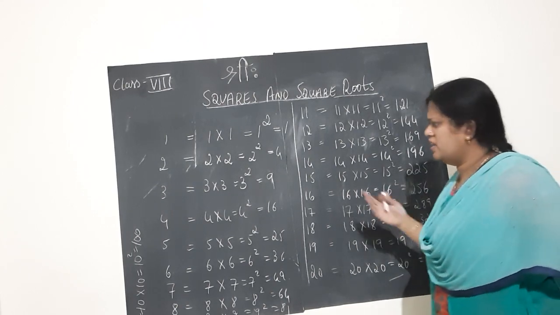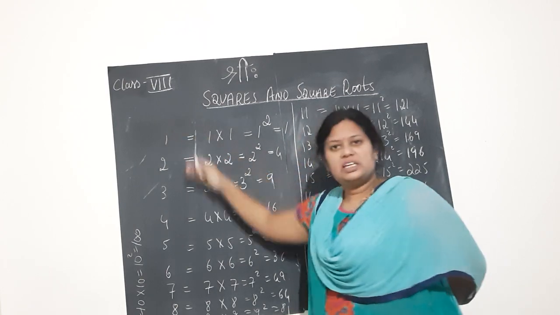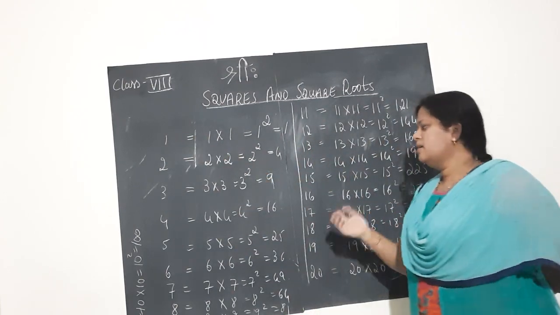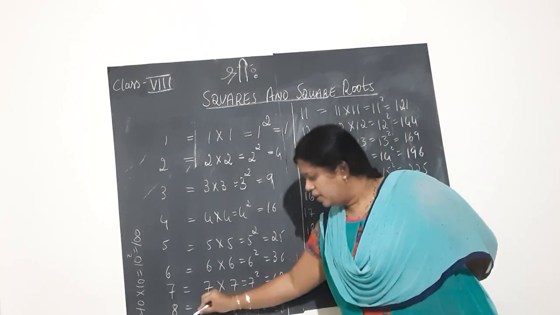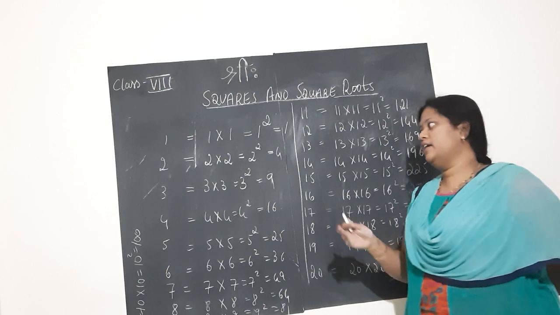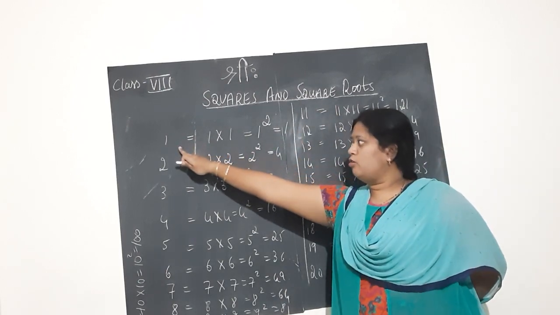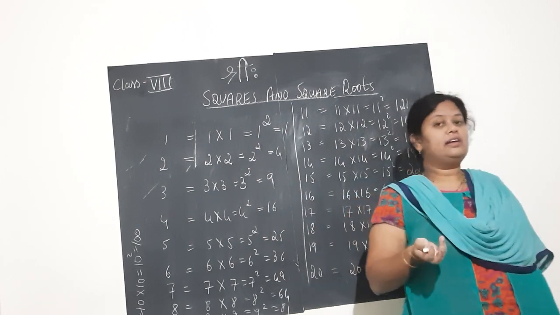Why did I write so many things? You may be wondering why ma'am is writing so much. It is the basics which you already know, you may think. But still I will explain it, because I want to tell you something new. What is that? We shall wait and watch. Now, how do you define a square number, children?